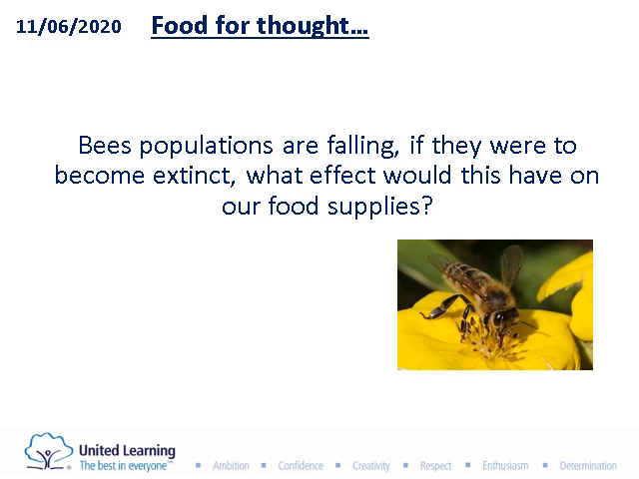So just something to think about: if bee populations are falling, and if they were to become extinct, what effect would this have on food supplies? So I want you to research that if you wish, because actually, even though bees don't seem that important, it will have a far-reaching effect on the biodiversity of a lot of organisms. So if you're interested, please do research that. It is actually really, really interesting.